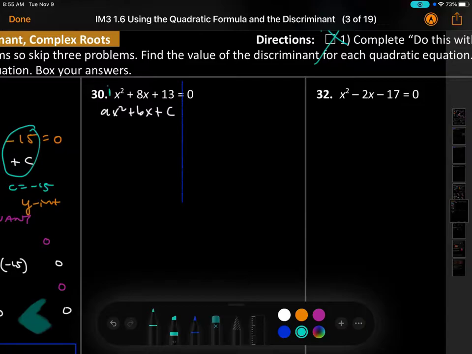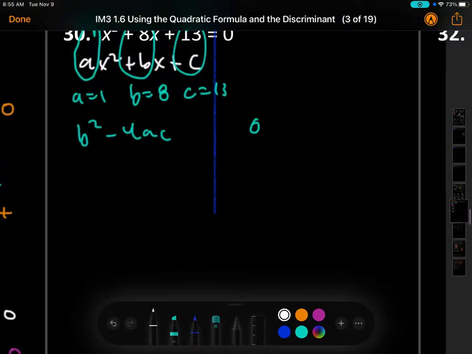There's no number there, so it's a 1. A is 1. B is 8, and C is 13. I have the discriminant. We're going to compare it to 0. Let's go ahead and do our substitutions here. B is 8, A is 1, C is 13.